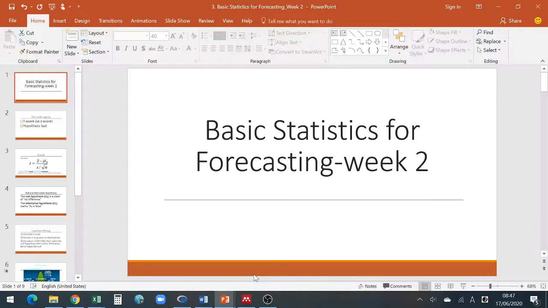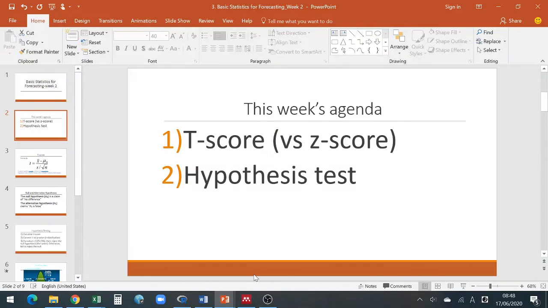Okay, so we are going to continue the basic statistics, which is useful for the data analysis. This is the second week of the basic statistics. We are going to talk about the t-score. Remember we did z-score last week. T-score is a little bit similar to z-score. Then using this t-score, we're going to do the hypothesis test.